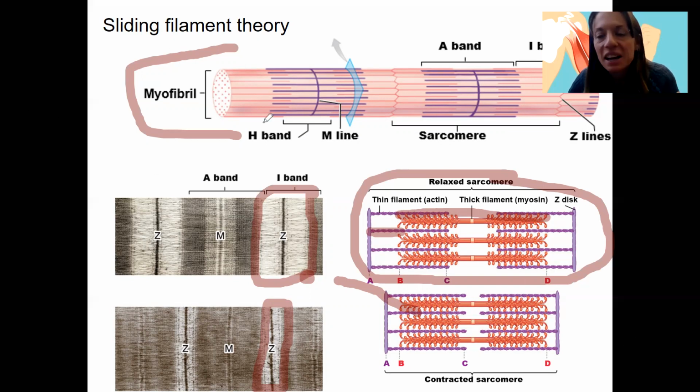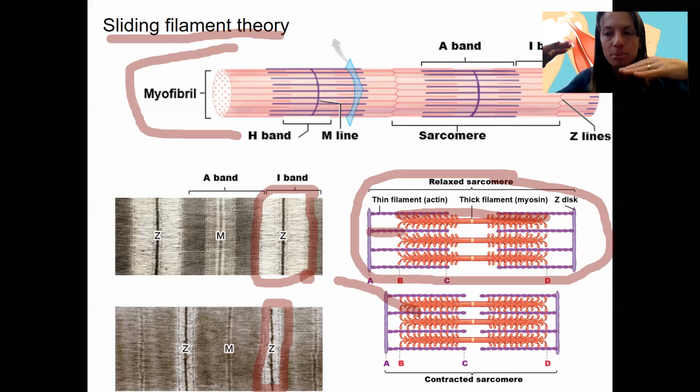So I have this term up here, sliding filament theory. This is the discovery that the A band remains the same size, whereas the I band shortens. That led to this theory that the filaments slide past each other. And that's what we will talk about in more detail when we get to contraction.